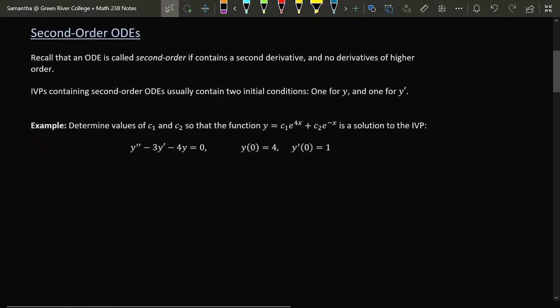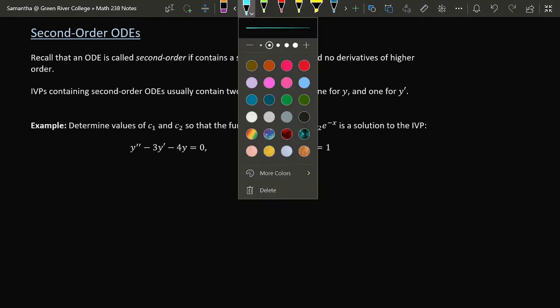So recall that an ODE was called second order if it contained a second derivative and no derivatives of higher order. Third order would contain a third derivative and nothing larger than that. Fourth order would contain a fourth derivative and nothing larger than that, and so on and so forth.